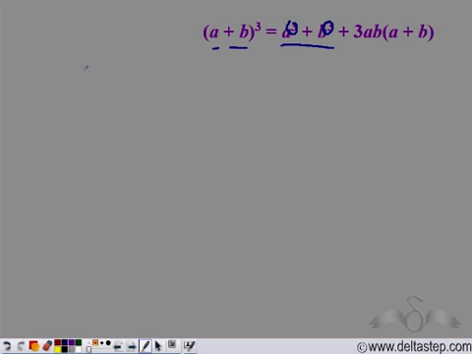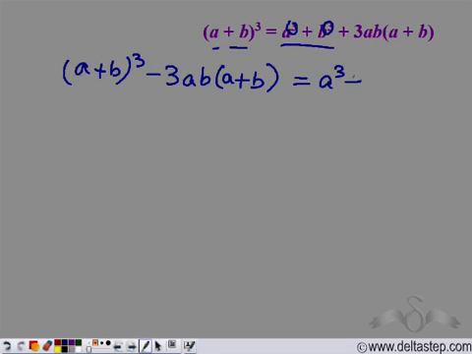So we can write this as a plus b whole cube. We take 3ab into a plus b to the left hand side, and we can write it as minus 3ab into a plus b is equal to a cube plus b cube. This is what we have.